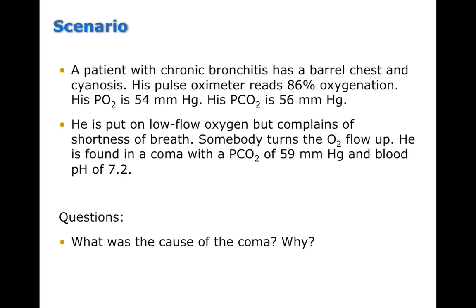So the scenario here says a patient with chronic bronchitis has a barrel chest and cyanosis. Pulse ox reads 86% oxygenation, and his PO2 is 54 millimeters of mercury, right? So we're saying that that's definitely hypoxemia. And his PCO2 is 56 millimeters of mercury, which we know that's definitely hypercapnia, because normal PCO2 in the venous blood should be around 40 millimeters of mercury. So as a result, they put him on low flow oxygen, but he still complains of shortness of breath. So somebody turns the O2 flow up, and later he's found in a coma with a PCO2 of 59, so CO2 levels actually went higher, and his blood pH is now down to 7.2.